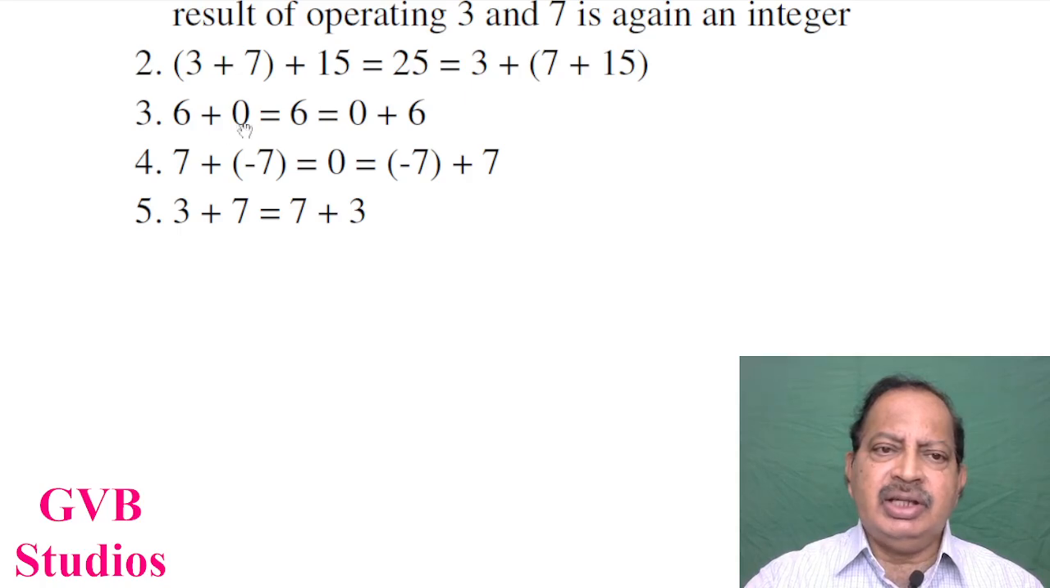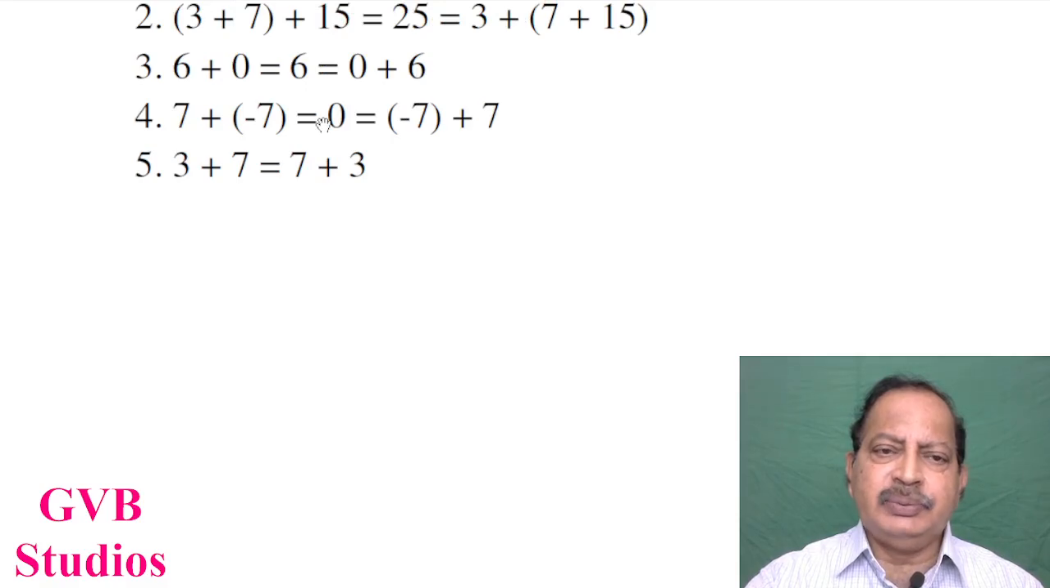And one more: I am taking an integer, for example 6. 6 plus 0 gives 6. Here 0 is operated from the right side. And 0 plus 6 is equal to 6. Here 0 is operated from the left side. We get the same answer 6. I am just giving an example. This is true for all the integers, not only 6. So here we are adding 0 from the right side and 0 from the left side, and we get the same 6.